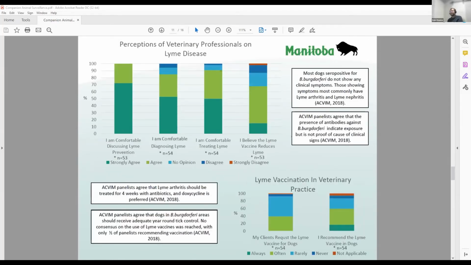One of the questions we asked when we were doing this survey was assessing their comfort level on certain diseases. As you can see here, they're very comfortable with Lyme disease. They're comfortable in their ability to diagnose it and treat it. Most of them are pretty confident in the vaccine effectiveness. Approximately 60% push the Lyme vaccine in dogs. Depending on who you talk to, whether or not it's actually effective seems to be about a 50-50 split out there. But it gets used a fair bit in Manitoba just because we have a lot of Lyme.